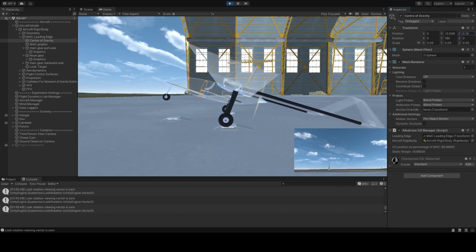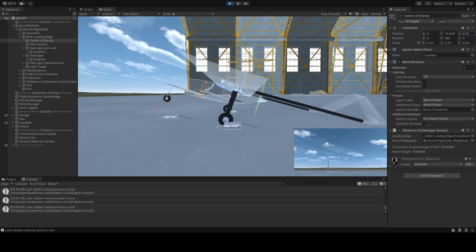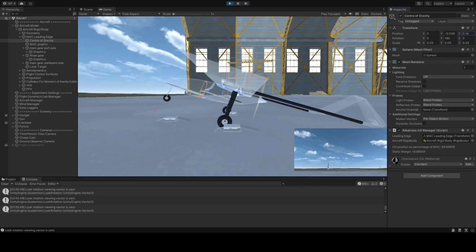Ideally, when the wheels are on the ground, the CG should be between minus 0.34 and 0.15 meters from the leading edge of the mean aerodynamic chord. However, to be safe, a range of minus 0.31 and 0.12 should be taken.